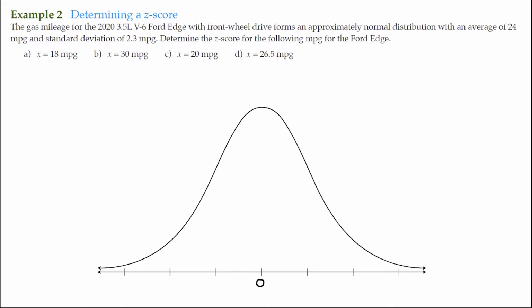And then we count up one standard deviation going to the right, 1, 2, and then 3, and then count down one standard deviation going to the left on our number line: -1, -2 and -3.